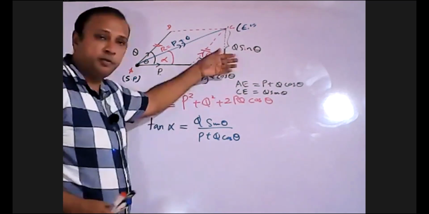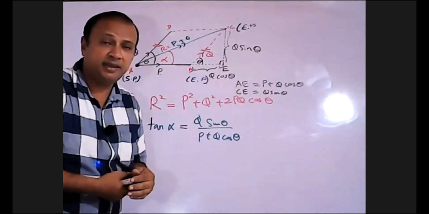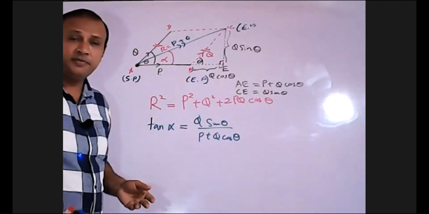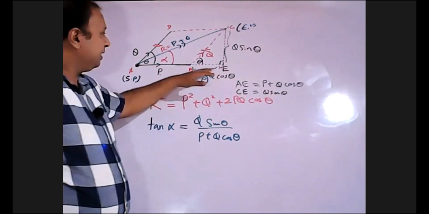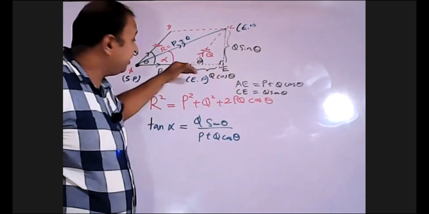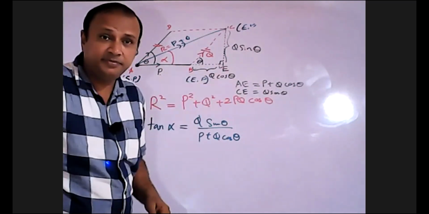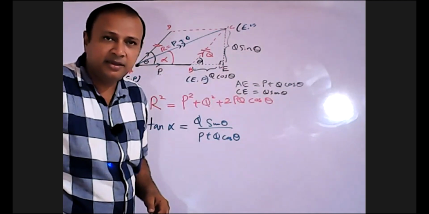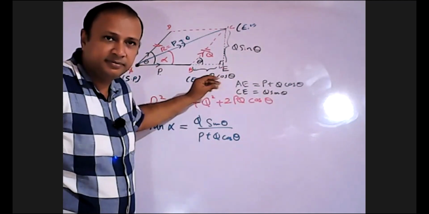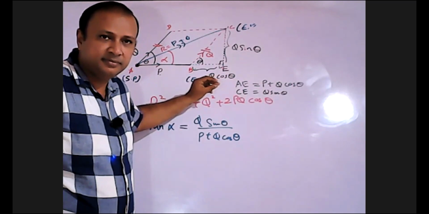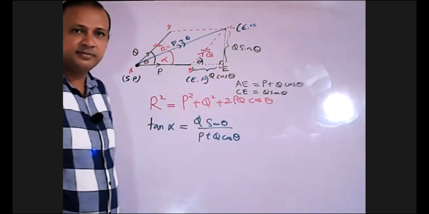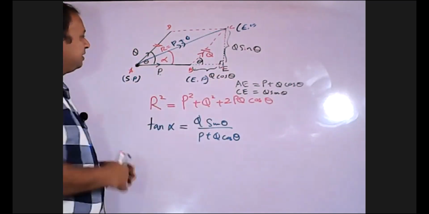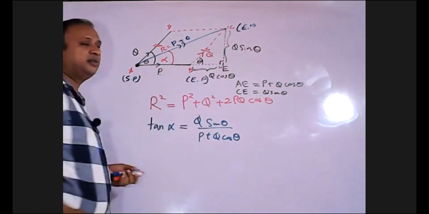I'm not going to prove that again because it is lengthy. This is the way of taking a right angle triangle. Did you get this one? This is the way of constructing a right angle triangle.